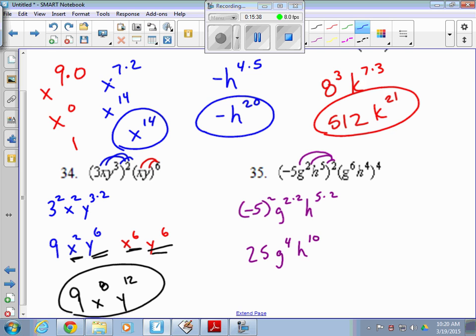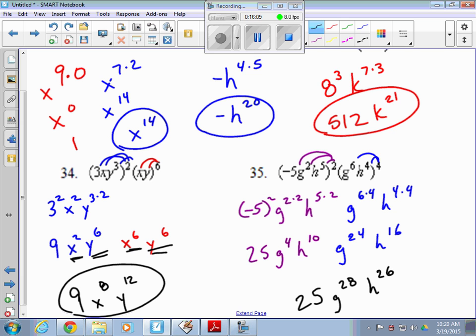We'll do the same thing with the other one. Everything will get the 4th power. g to the 6 times 4, and h to the 4th times 4. g to the 6 times 4 is 24. h to the 4 times 4 is 16. Again, just like the last one, 25 is by itself. g to the 4th times g to the 24th is 4 plus 24, g to the 28th. h to the 10th times h to the 16th is h to the 10 plus 16, h to the 26th. 25 times g to the 28th, h to the 26th.